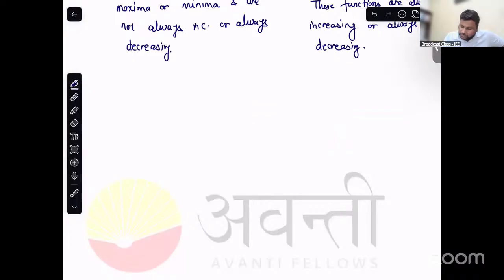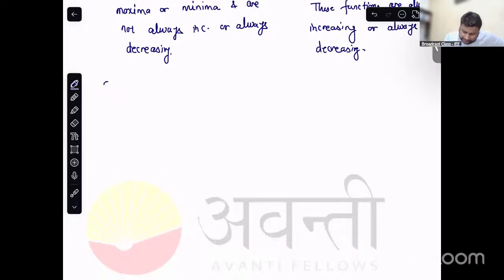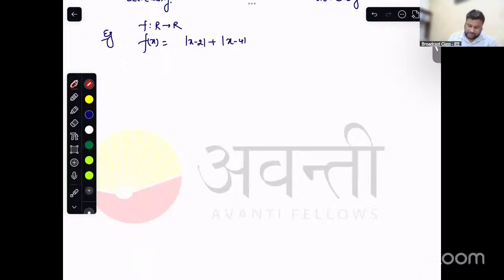Now, let's do some examples. One example on it also. Like there's an example. f(x) equals mod x minus 2 plus mod x minus 2, and f is defined from R to R. If you remember in the last class, we have done its graph also. So how did I tell you to draw the graph? Draw x-axis. Mark the points where mod is changing behavior, 2 and 4.